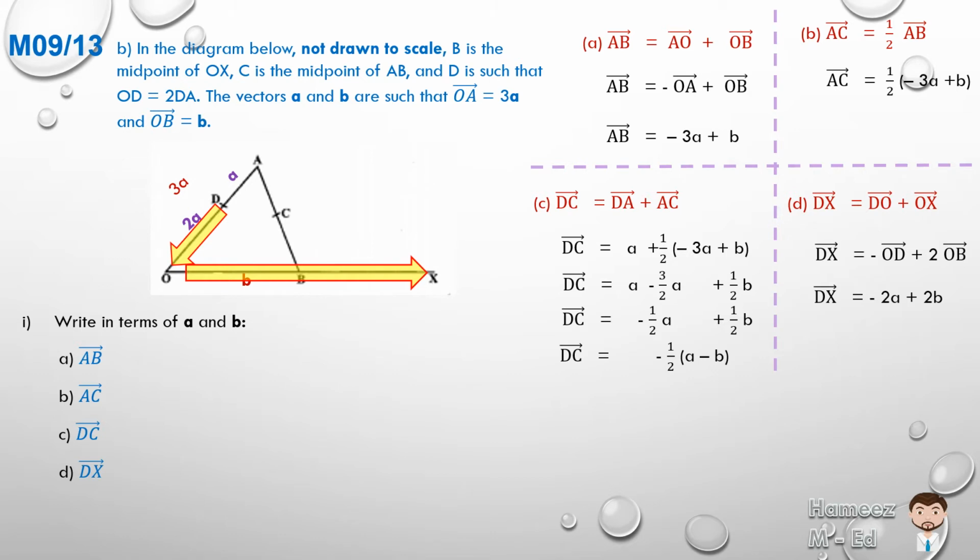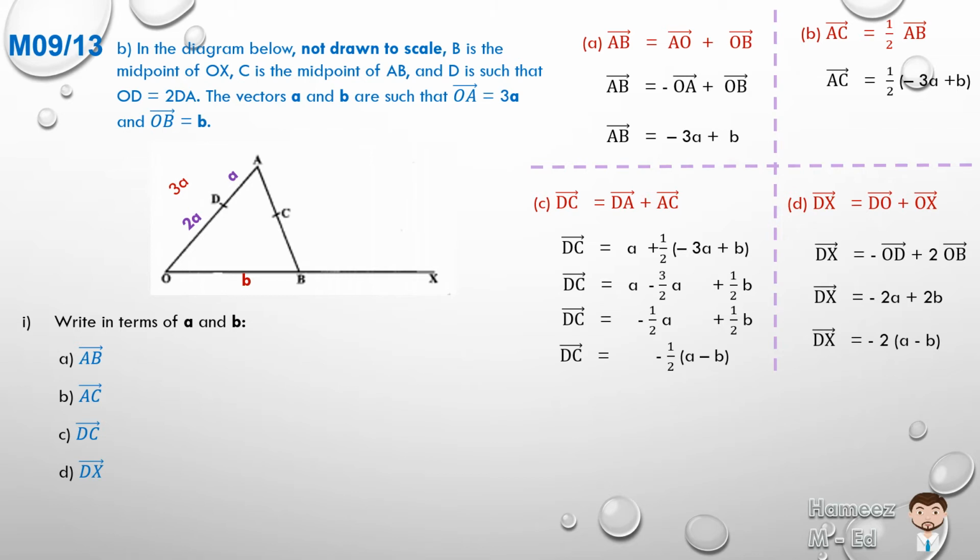OB is equal to small b, so OX would be 2b. And if you want, we can factorize minus 2 out of it again, and we get minus 2 brackets a minus b. So either of them we could have left the answer as, and it would be correct. So those 4 parts were worth 6 marks.